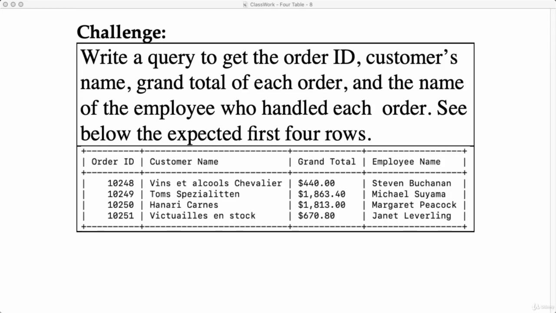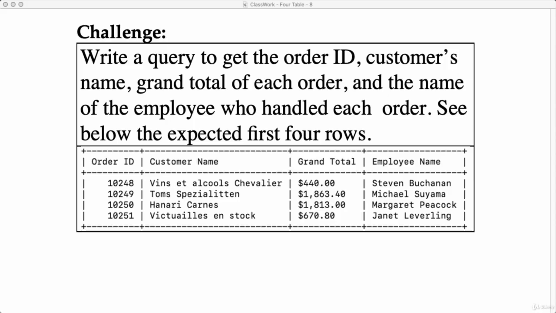Write a query to get the order ID, customer's name, grand total of each order, and the name of the employee who added each order. See below the expected 4 rows. It means that we only need 4 rows here. As you can see, we have order ID, customer names, then the grand total. Grand total is the amount multiplied by the unit price, then the employee that added that particular order.